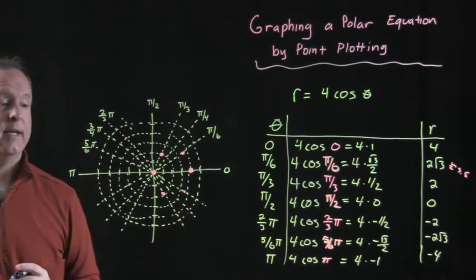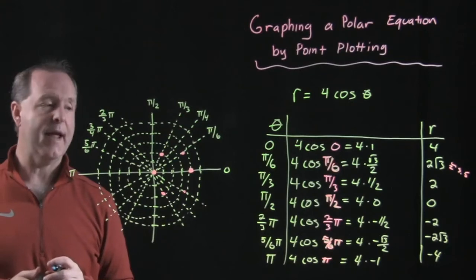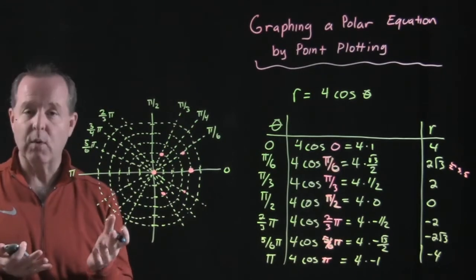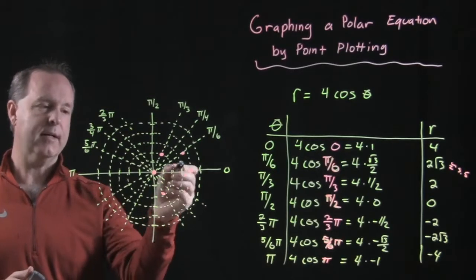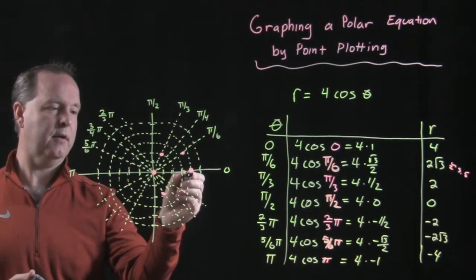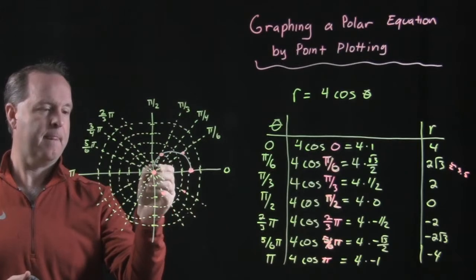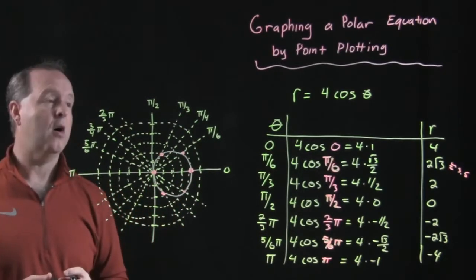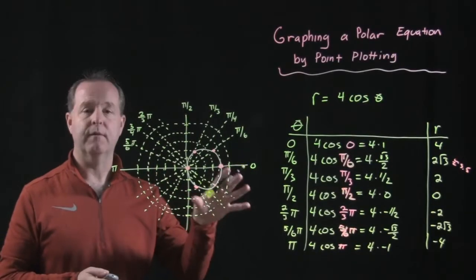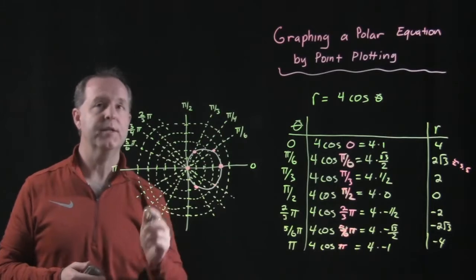Our goal next is to look at those points. Notice that the reason why we use polar coordinates is because a lot of our functions are circular in nature. So I'm going to connect these points in a nice circular fashion. And there's the graph of r equals 4 cosine theta.